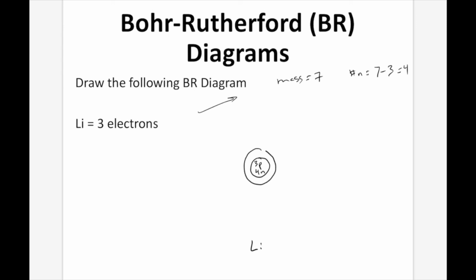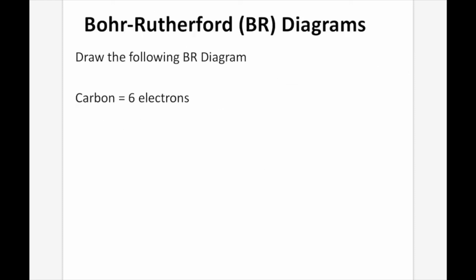We're going to draw our first orbit. We're going to put 2 electrons in there. We're going to draw our second orbit. I'm going to put the remaining electron right there. And then we're done. Again, pause the video and draw the Bohr-Rutherford diagram for carbon.